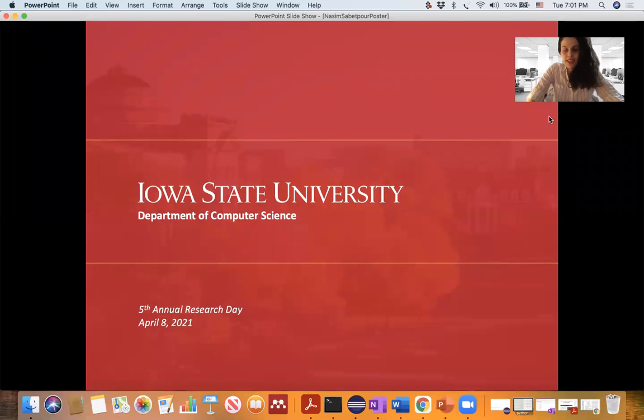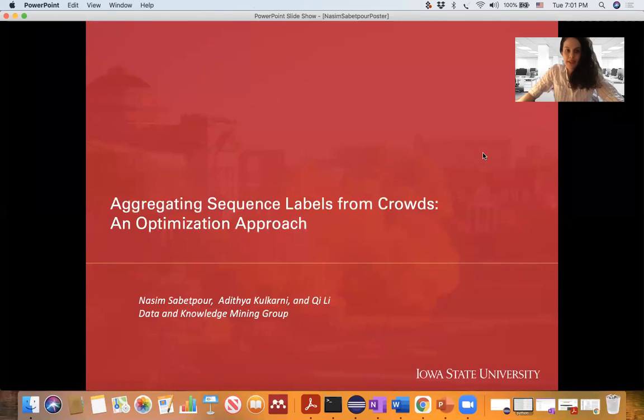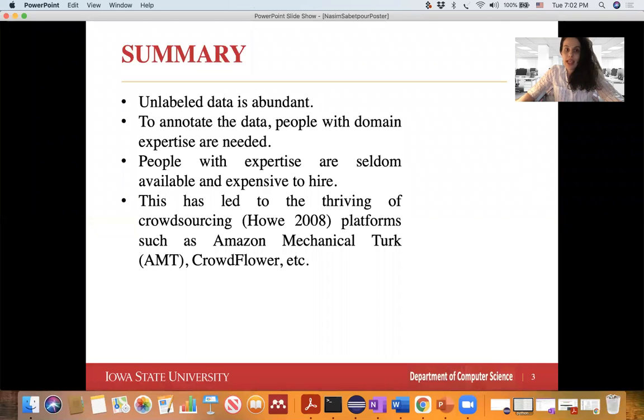Hello everyone, it's Nasim and I'm going to present this work today, Aggregating Sequence Labels from Crowds, an Optimization Approach. This is a joint project in the Data and Knowledge Mining Group under Dr. Chili's supervision.